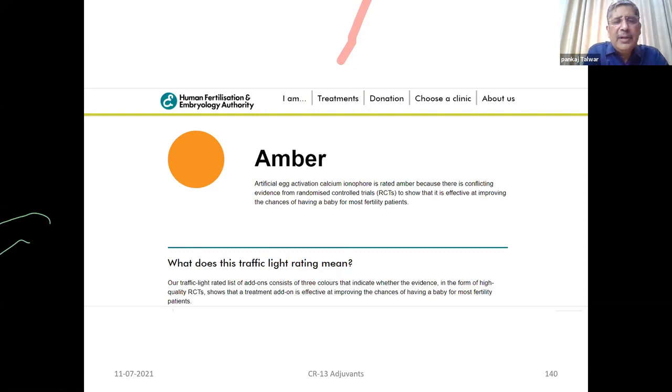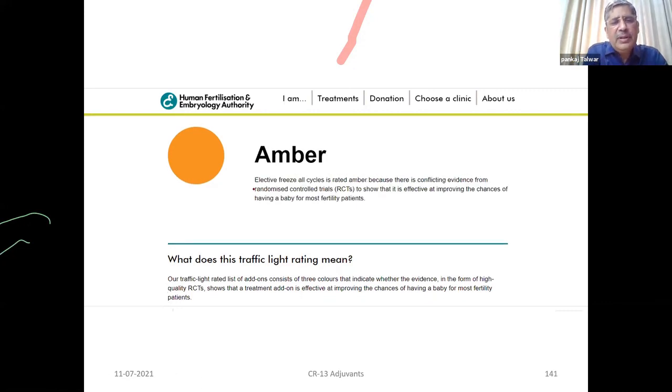It has given an amber color to oocyte activation. Nowadays, this is being offered routinely to people. Anyone coming for IVF, we do it. That should not be done. It's an amber. Amber means tell the people that it may not work. That's all. You can do it. Amber is always on a cusp.